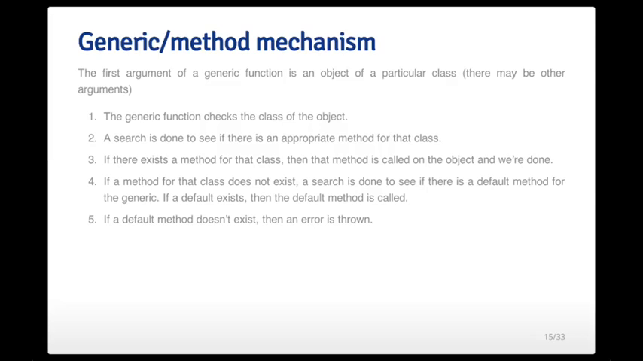If there is no method for that class, then the generic will see if there's a default method, a catch-all method that always gets applied if there's no other, more specific type of method. If there's a default method, then the default method is called, and it does all the work. If there's no default method, then there's an error because the generic function doesn't know what to call, and there's no default method, so it can't do anything by itself.